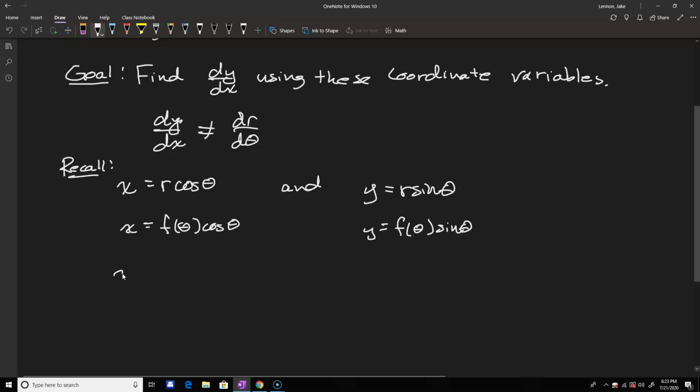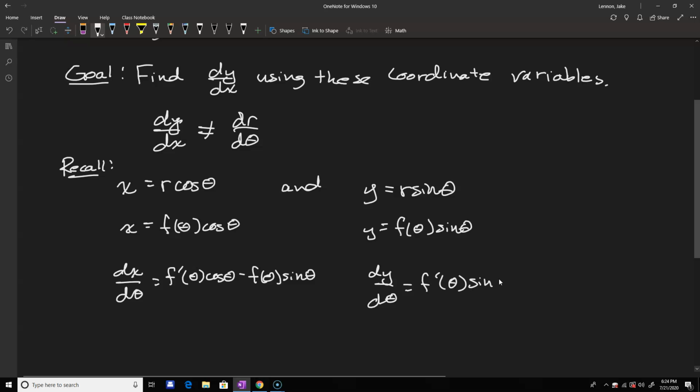We see that dx d theta is going to be f prime of theta times the cosine of theta minus f of theta times the sine of theta. And if you do dy d theta, we have f prime of theta times the sine of theta plus f of theta times the cosine of theta.